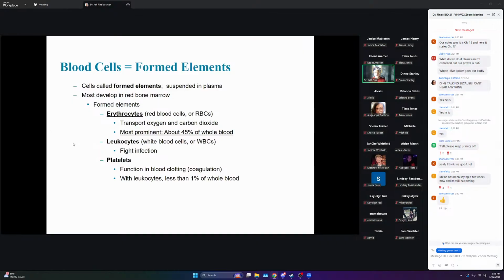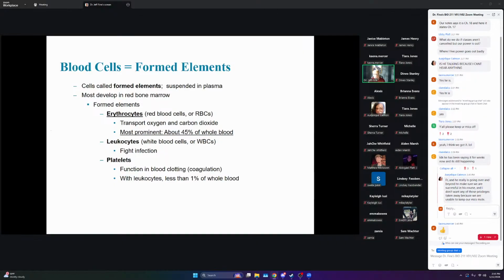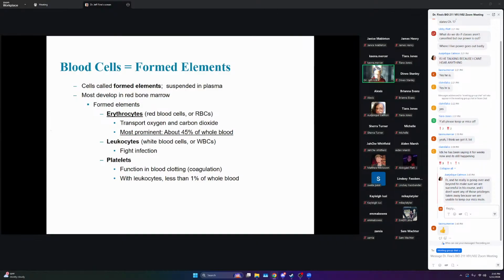All right, so we talked about the formed elements previously. Again, erythrocytes, leukocytes, and platelets. Not going to talk about this in depth again because we've done it in lab. I've already done it here in lecture today, but I want to go ahead and point out, just because it's going to be on the exam, that the erythrocytes are those red blood cells. Again, these are our carriers of oxygen to the cells and carbon dioxide away from the cells. Know and remember that erythrocytes are the most prominent, meaning they have the most of them of the formed elements. They're about 45% of whole blood, okay?